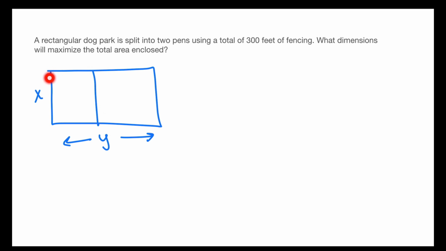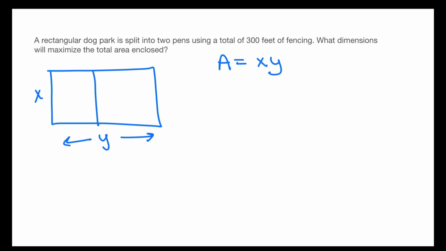I'm going to call the width of this pen x, and let's call the total length y. So what we're trying to do here is find maximum area. What will maximize the total area? I'm going to start by writing an equation for area. The area of this rectangle is its length times width, or x times y. So I have an equation for area, it's x times y.